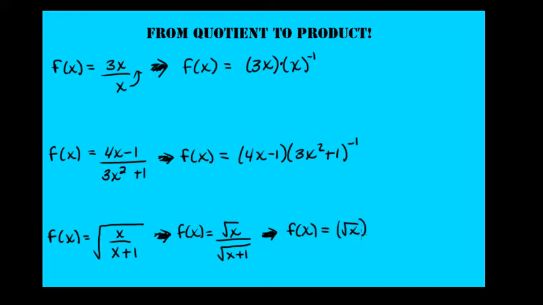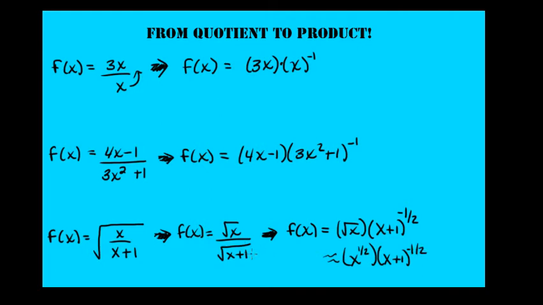So we're going to say this is the same thing as saying f of x equals square root x, or x to the 1/2, however you like to see it. And that's going to be multiplied by x plus 1 to the negative 1/2. So I just took this square root, I put it in 1/2 form, so this is the same thing technically as saying x to the 1/2 multiplied by x plus 1 to the negative 1/2.